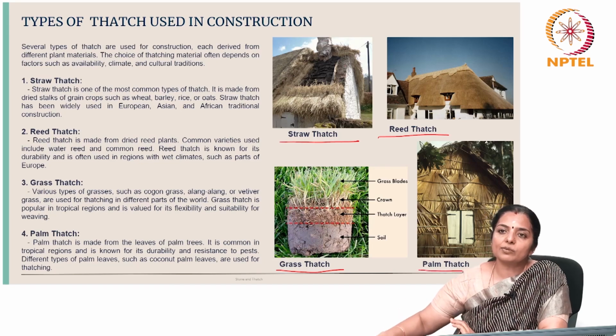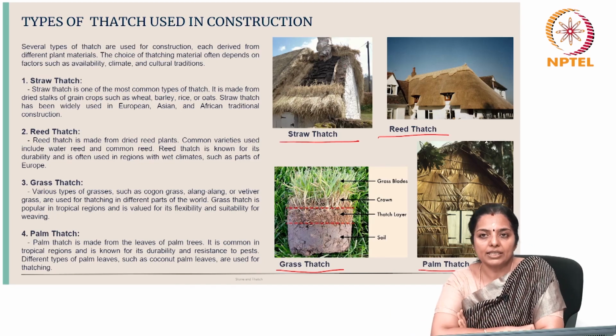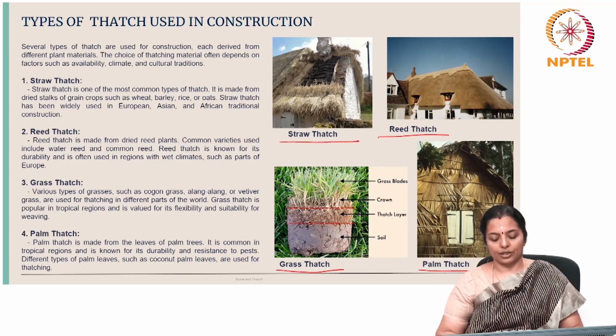And then you have the palm thatch. So palm thatch is made from the leaves of palm trees. It is common in tropical regions and is known for its durability and resistance to pests. Different types of palm leaves such as coconut palm leaves are used for thatching.